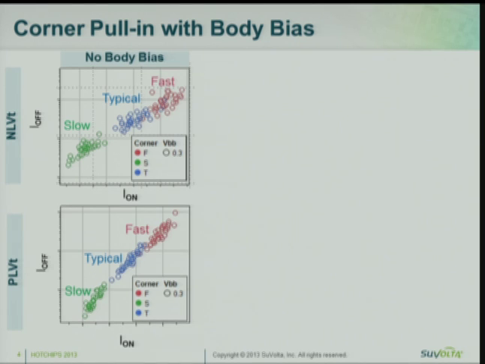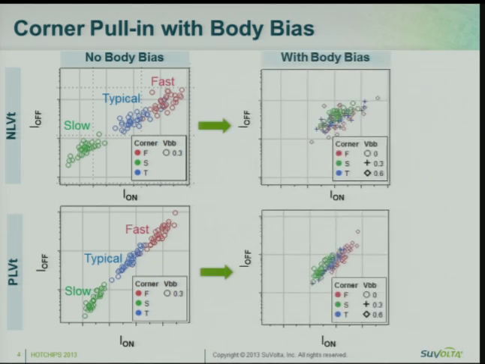Now, if we apply a corner-specific body bias, and that would be 0 volts at slow, 300 millivolts reverse at typical, and 600 millivolts reverse at fast, we can actually pull the corners together and they overlap each other. And this is something that can't be done in a standard transistor because the body effect isn't strong enough. So this is how we want to control the leakage power.